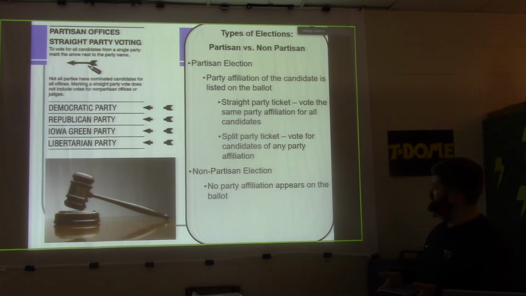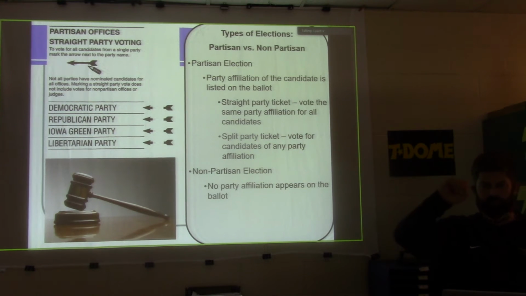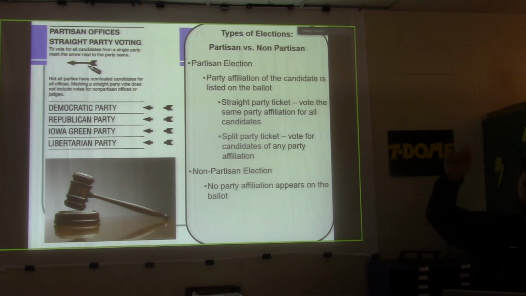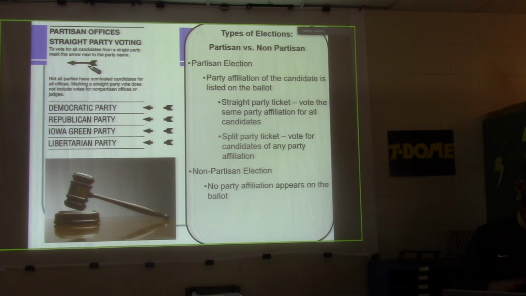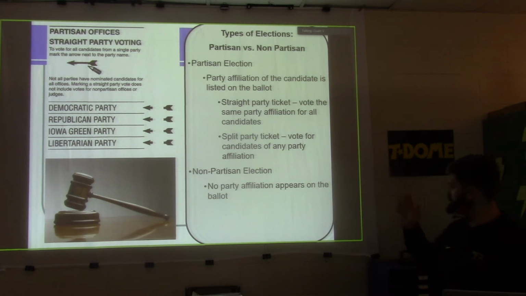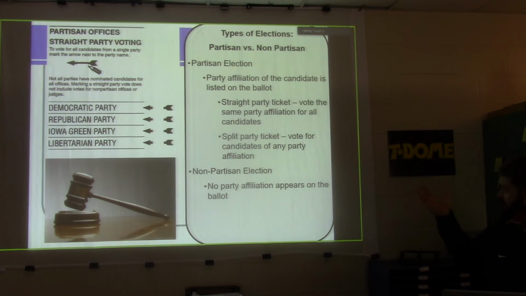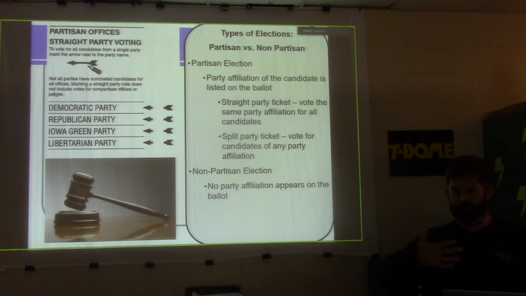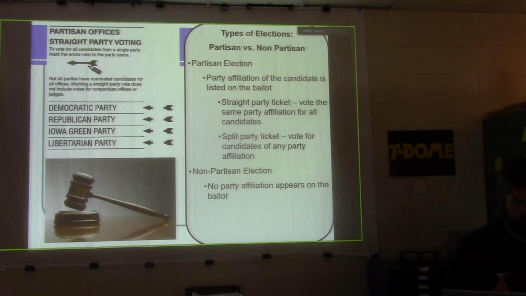So straight party ticket is when you can just mark a box on your ballot, and you just say straight party ticket, boom, you vote for every single Republican, every single Democrat, whichever one you are. You can mark straight party ticket, and it will just vote for all those people. You don't have to go bubble in everybody. Split party ticket is what a lot of people do. So vote for candidates of any party affiliation. And a lot of people do this because a lot of people represent different viewpoints and have different viewpoints. Again, more people are right in the middle, moderate, than far left or far right.